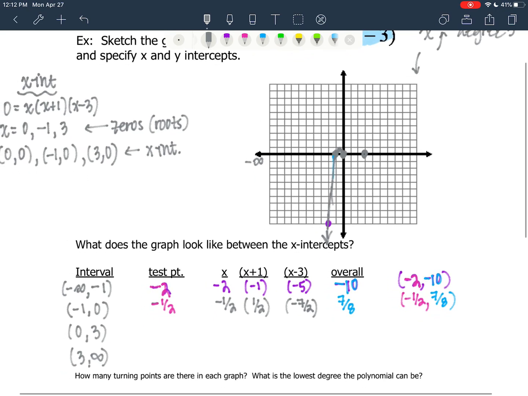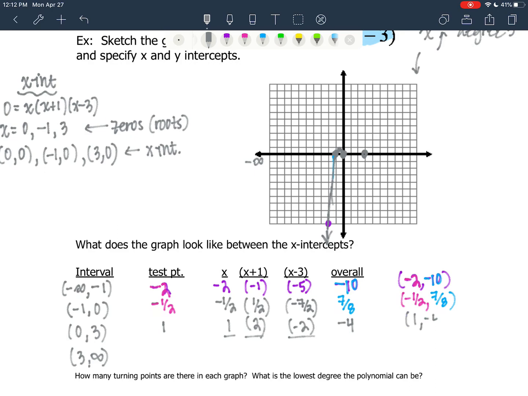Now I need to pick a point in between 0 and 3. I personally like the number 1. 1 is a nice number to put in. So I put a 1 in. 1 plus 1 is 2. 1 minus 3 is -2. So 1 times 2 times negative 2 is negative 4. So (1, -4). 1, 2, 3, 4. So we're coming down like this. I have a feeling it's going to drop down a little bit more.